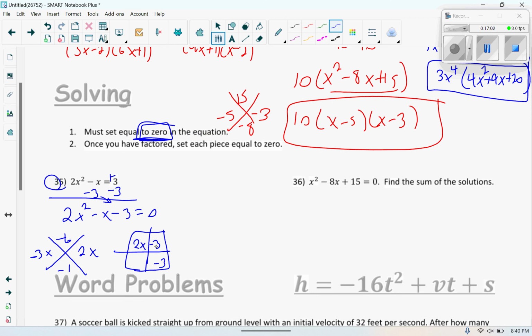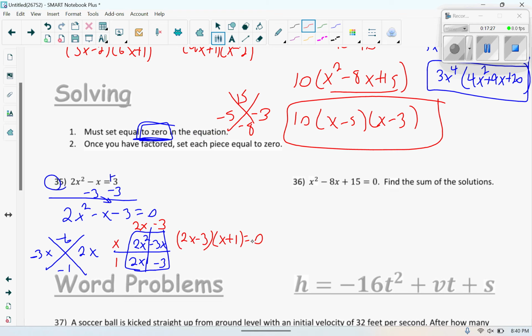And then negative 3x and 2x. Okay, so that's a square. Let's see. I'm going to take out this one here. So I see that has an x in common, so that has a 2x. If that's a 2x, that's a 1. And if that's a 1, that's a negative 3. So I have 2x minus 3 times x plus 1.